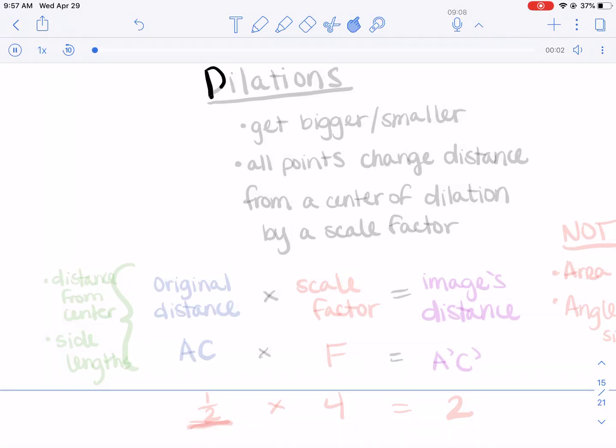Today we're learning about dilations. Dilations are the only non-rigid transformation that we learn about in 8th grade. So they don't stay the same size. They actually get bigger or smaller. That's why they're called dilations.